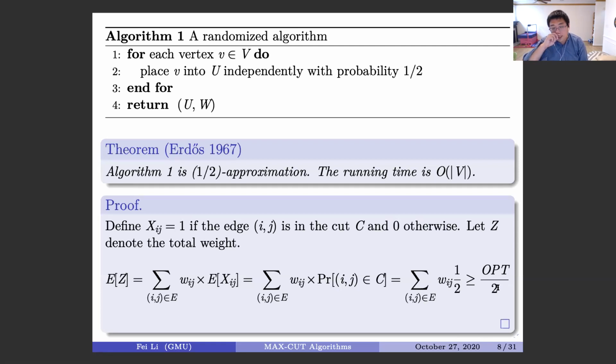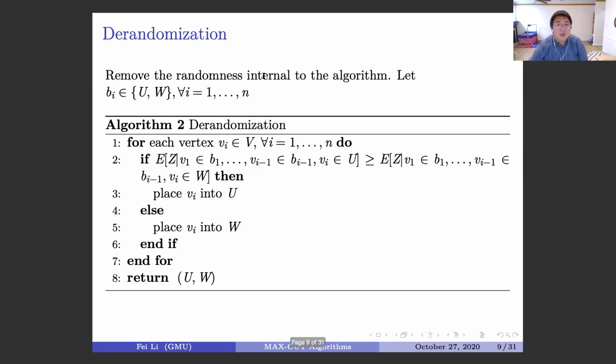So here's the randomized algorithm, and the randomness is just that we place the vertex with probability a half. So the randomness is internal to the algorithm. Using the standard de-randomization technique, we can remove this assumption. We can remove the randomness that is internal to the algorithm and still get an algorithm with performance no worse than a half. This is a standard de-randomization procedure, which removes the randomness internal to the algorithm.